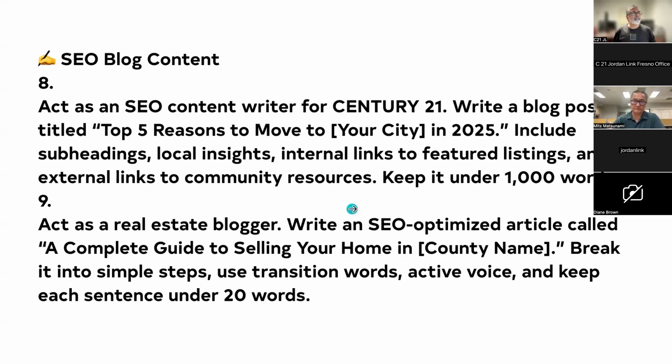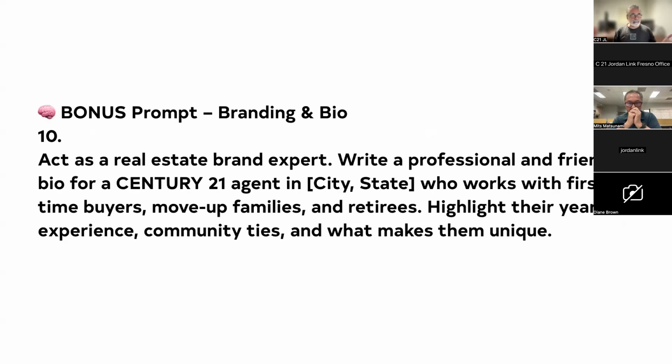Number nine, act as a real estate blogger. Write an SEO optimized article called A Complete Guide to Selling Your Home in Fresno County. Break it into simple steps, use transition words, active voice, and keep each sentence under 20 words. See how detailed it is when it's asking to act a certain way? Super detailed. We don't do that when we're just using ChatGPT and asking it something. We overcomplicate it. So the bonus script is branding and bio.